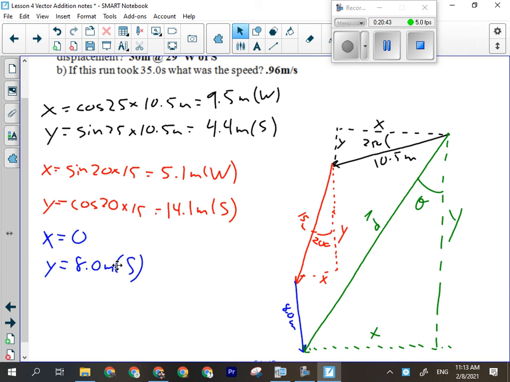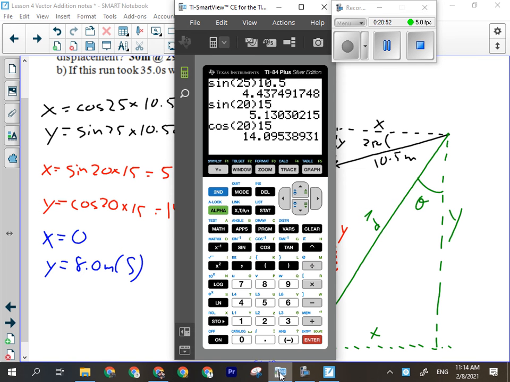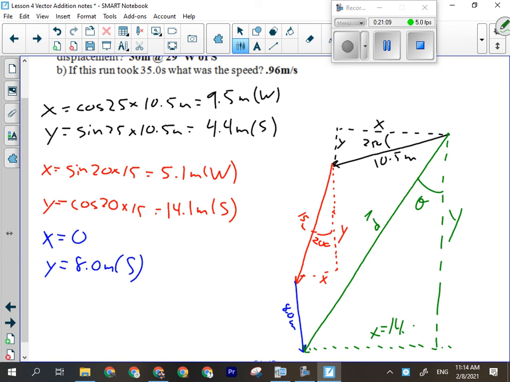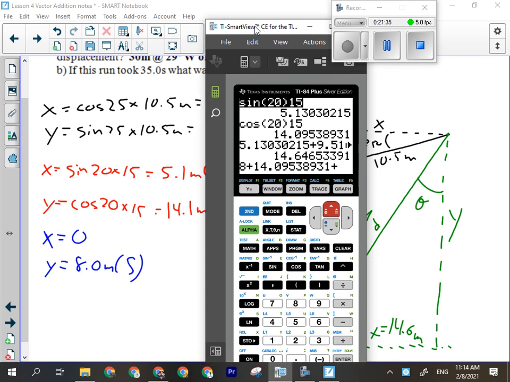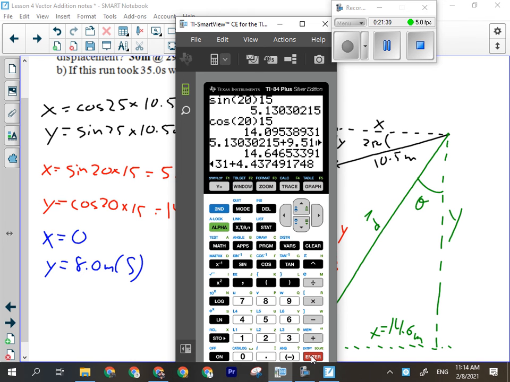When I'm finding my resultant's x, I simply add the two x components together. 9.5 and 5.1 will give me green x. So green x will be 5.1 plus the 9.5, and we got 14.6 for our x component. Then our y components, there's 3 of them on this one. They're all south, so I can simply go 8 plus the 14.1, plus the other y component, which was the 4.4. We add those together, and we're looking at a y component of 26.5.